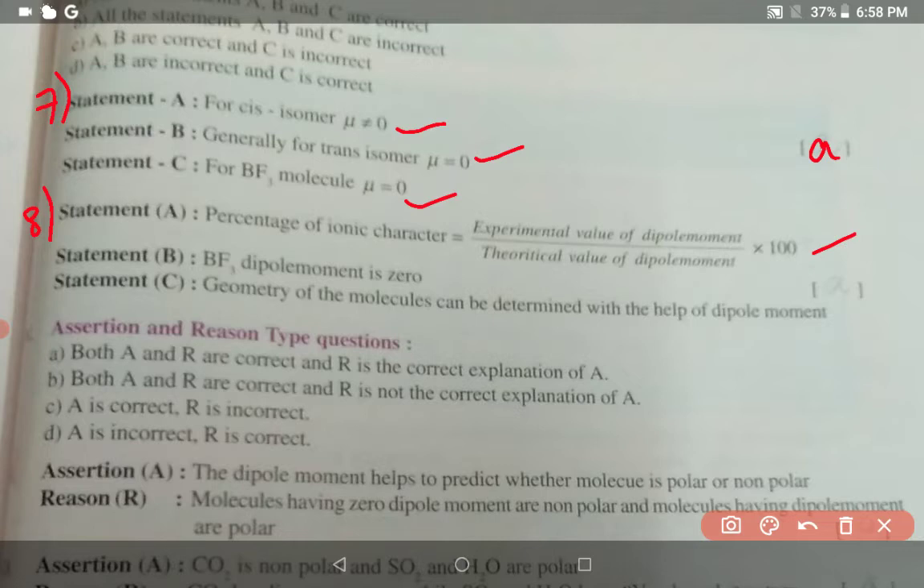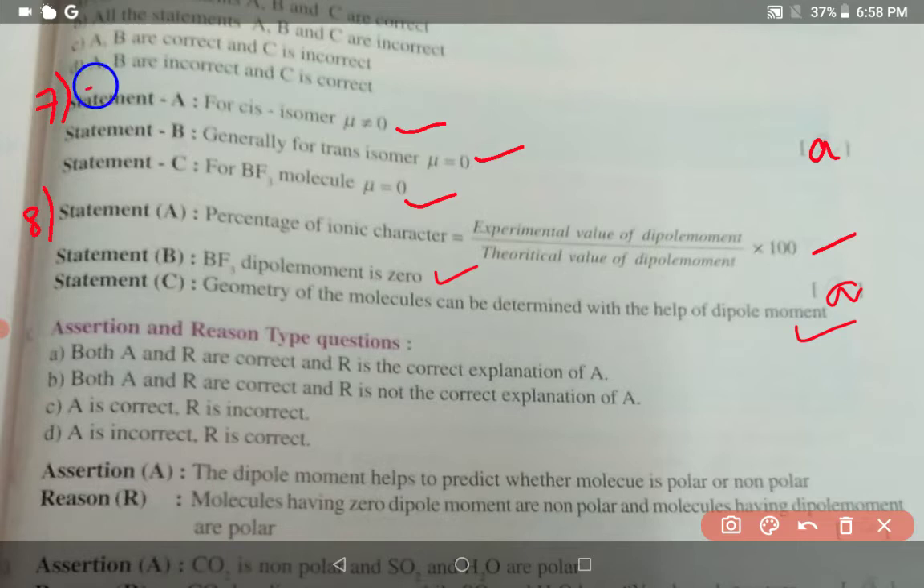Okay, that is a correct statement. Now statement B, BF3, the dipole moment is 0. The same statement is repeated here, so you can easily say that is a correct statement. Now statement C, the geometry of molecules can be determined with the help of dipole moment. Yes, this is there in the introduction statements. So all the statements are correct and the option would be A, right?